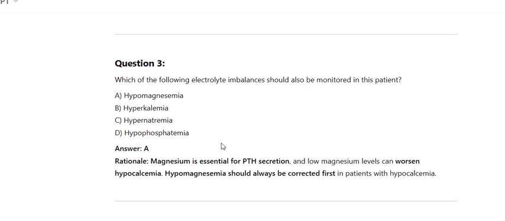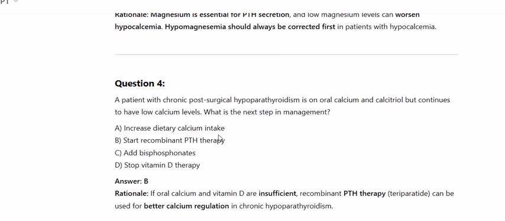Question 4. A patient with chronic post-surgical hypoparathyroidism is on oral calcium and calcitriol, but continues to have low calcium levels. What is the next step in management? A. Increase dietary calcium intake. B. Start recombinant PTH therapy. C. Add bisphosphonates. D. Stop vitamin D therapy.